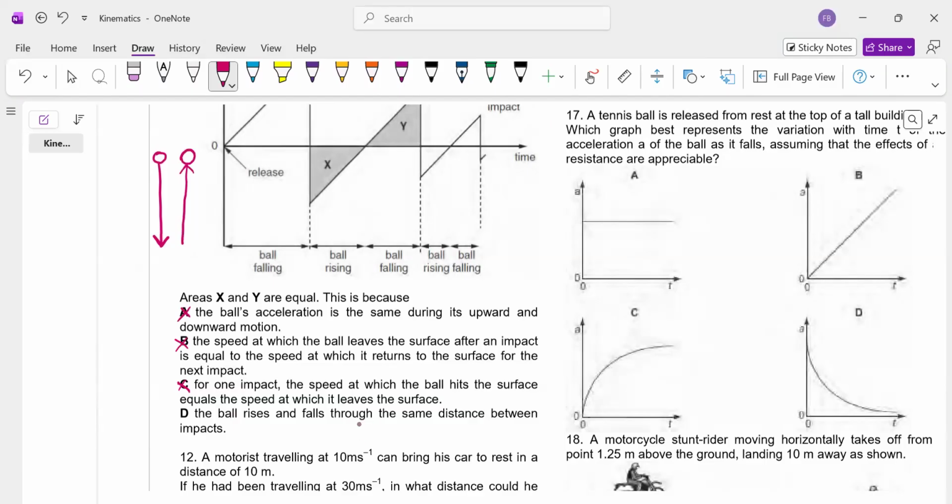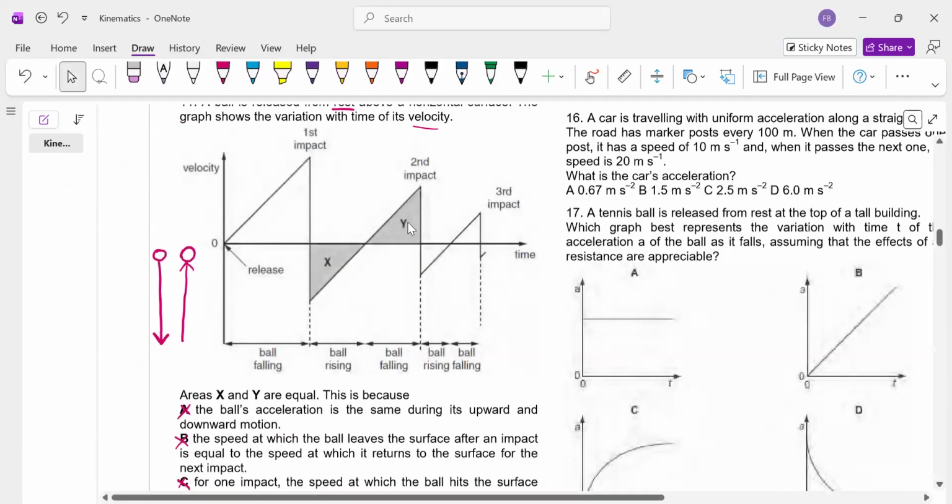And the ball rises and falls through the same distance between the impacts. This is the reason. This is what I am saying, that they will bounce back at the same height. This can be the reason when you have equal area. In the second impact, they are at the same height.